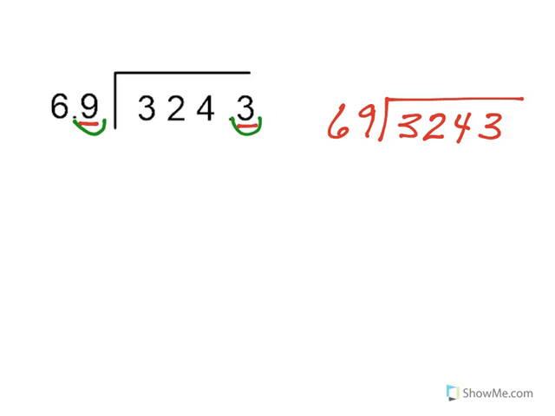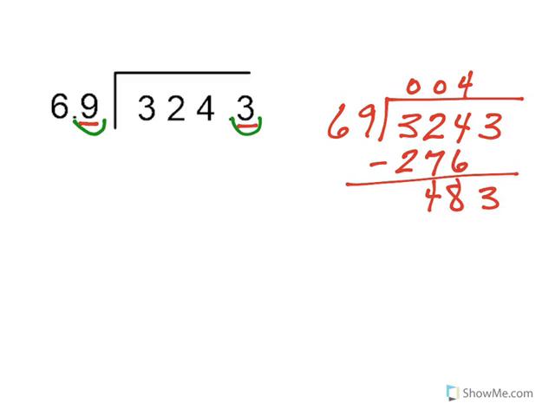I know 69 cannot go into 3. I know 69 cannot go into 32, but I know it can go into 324. And 324 divided by 69, I get 4 groups. 4 times 69 is 276. And when I subtract, I'm going to get 48.